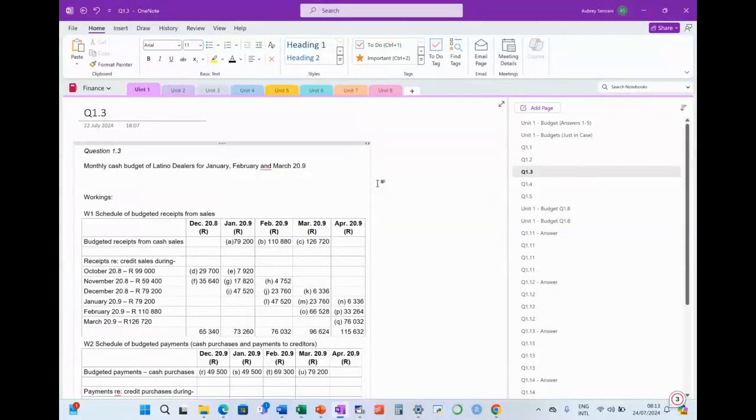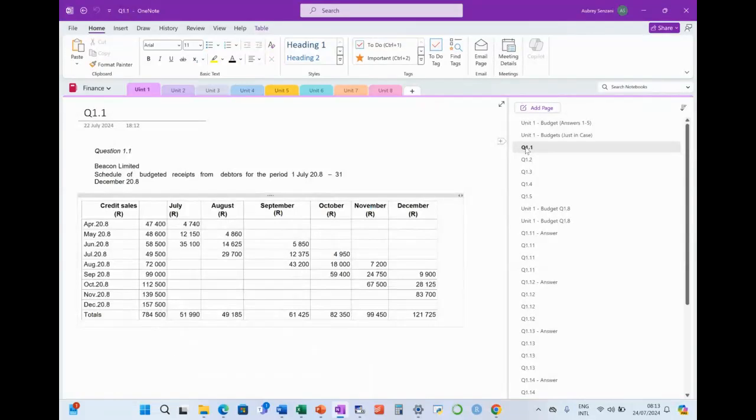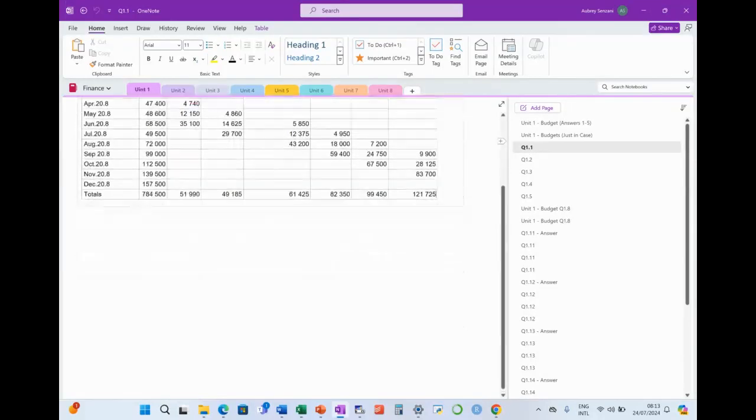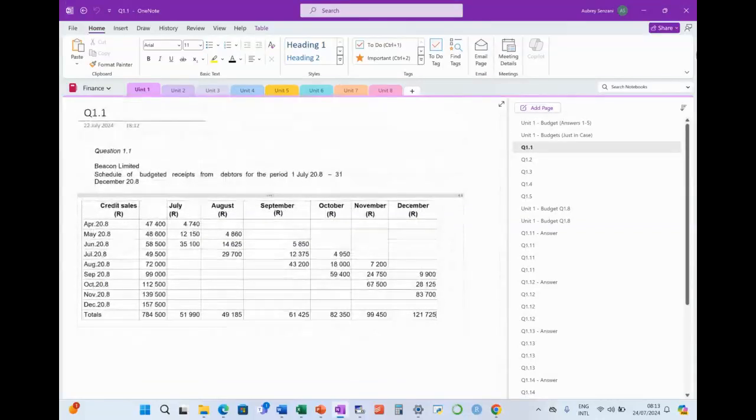Okay, so today now we obviously just want to start doing exercises out of learning unit 1. Okay, and again, you'll see things that are quite familiar. So if I start with question 1.1, you see that here we actually have the budgeted receipts from debtors. That's all we really have there. That's all they're asking you for.